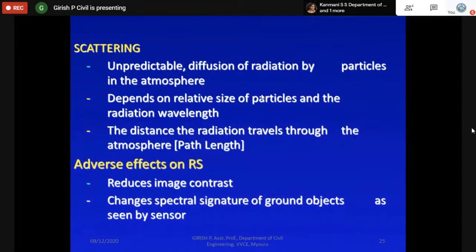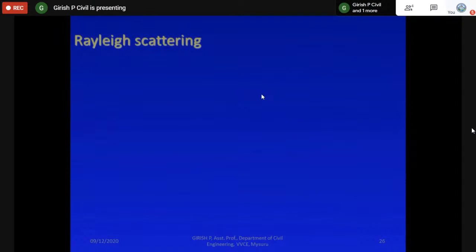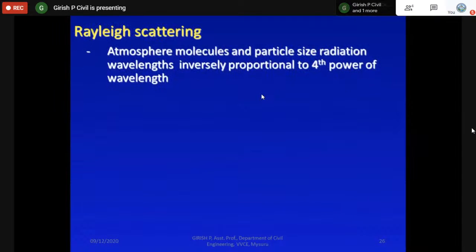So the process of scattering always has an adverse effect on remote sensing, because it reduces the image contrast and also changes the spectral signature of ground objects as seen by the sensor. So most of the time, the process of scattering has an adverse effect on the processing of images. Coming to another type of scattering, Rayleigh scattering.